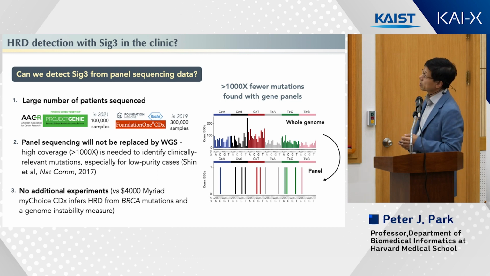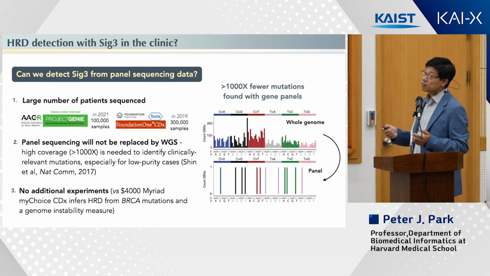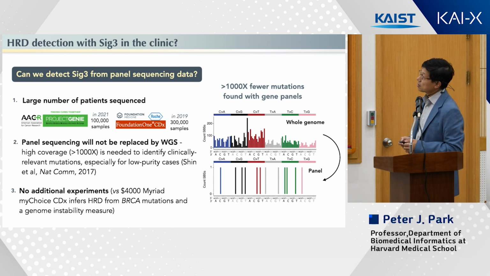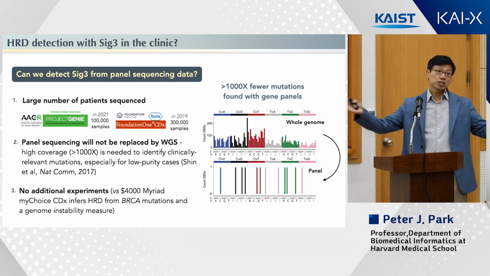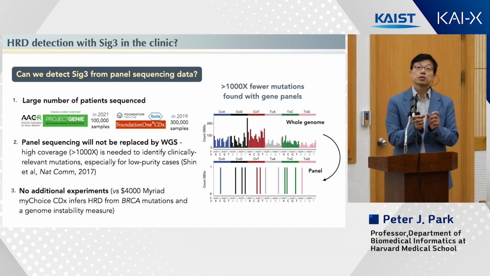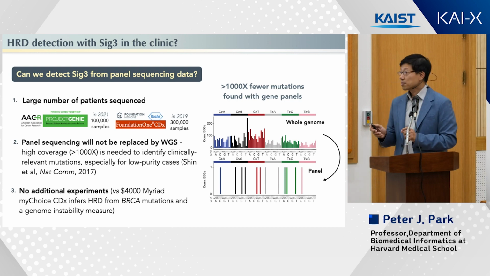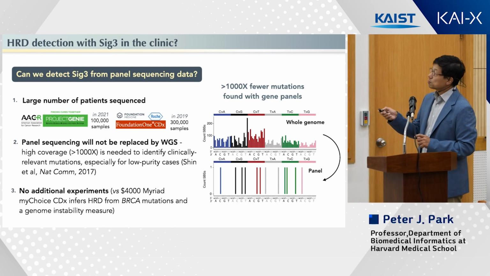We are working right now with another company called Tempus that has done hundreds of thousands of samples. The problem is mathematically, when you have whole genome data, you have a lot of mutations. But when you have panel data, panel just means you only sequence a small number of genes that you're interested in. The data are much sparser.